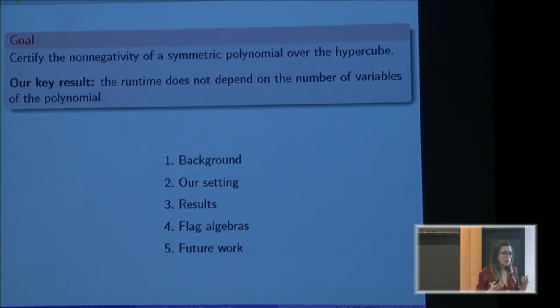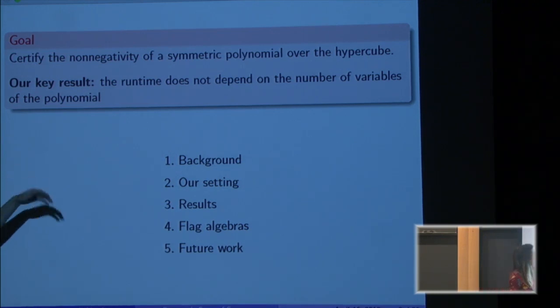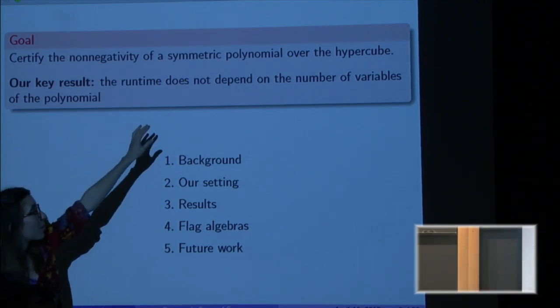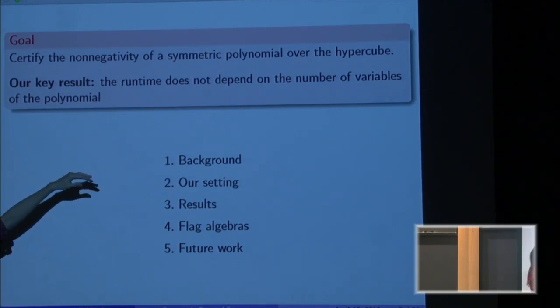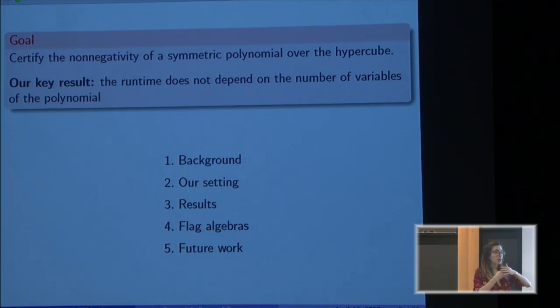And so for many problems, that means that if you have a lot of variables, this will not be good enough, even if the degree that you need is very small. And so what we want to do is look at a specific setting where you have a symmetric polynomial and you're over the hypercube, and we want to show that there the runtime does not depend on the number of variables. So you can have a very large number of variables, or the number of variables can go to infinity, and you'll still be able to say something.